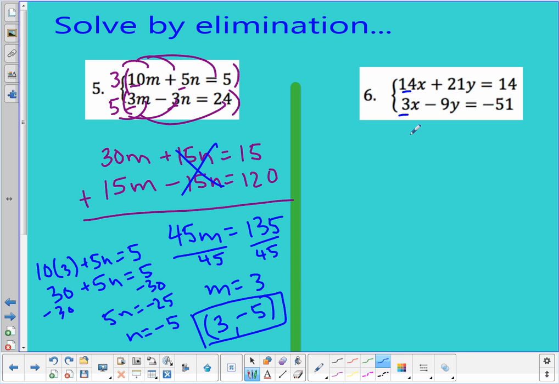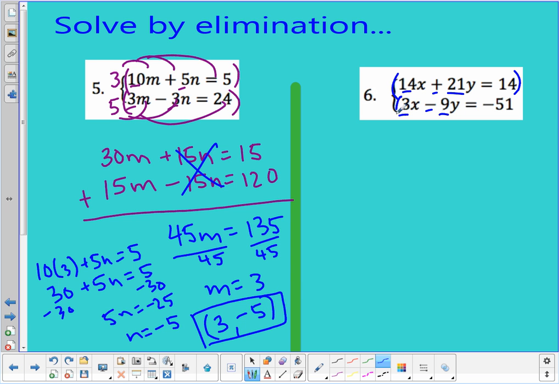14 and 3, yuck. There's no way to multiply 3 to get to 14. And 21 and 9, also yuck. You can't multiply 9 to get to 21. So I've got to multiply both. Again, I'm going to pick the y's only because I have a positive and a negative, and I like that I don't have to worry about switching the signs.